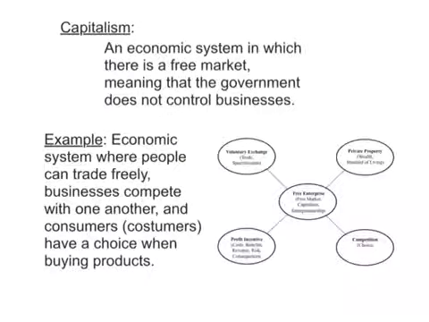Our next key term is capitalism. This is an economic system in which there is a free market, meaning that the government does not control businesses. An example is an economic system where people can trade freely, businesses compete with one another, and customers or consumers have a choice when buying a product. Make sure that you're using this example, key terms, or drawing the picture of the graphic organizer shown on the slide in the far right-hand side of your vocabulary chart.